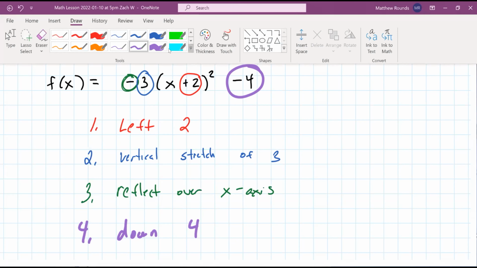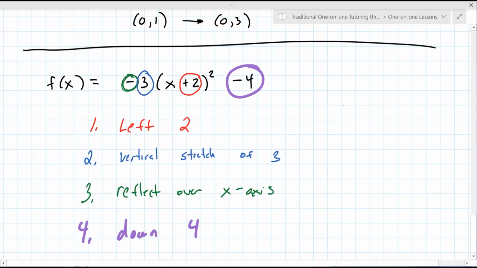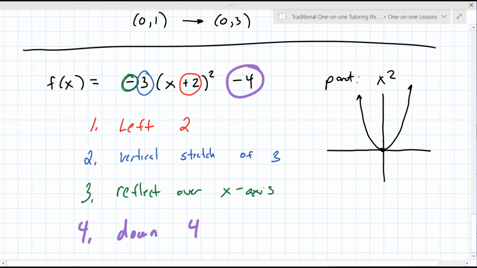Well, what's the parent function for this one? The parent function is x squared. And I'll just quickly show you. It starts here at 0, 0, goes like that and goes like that, right? So then 0, 0 will move on the x-axis 2 units to the left. Then it will vertical stretch of 3.